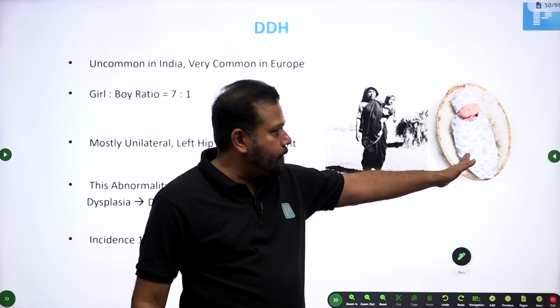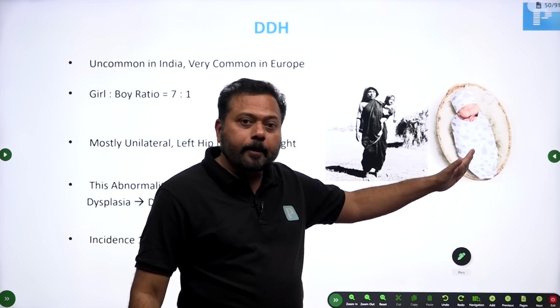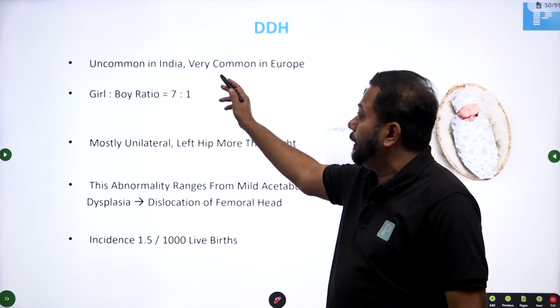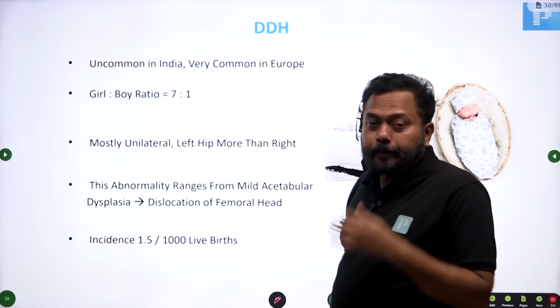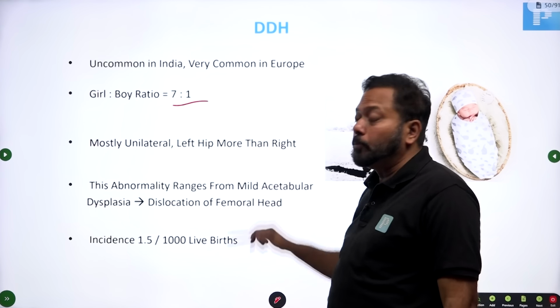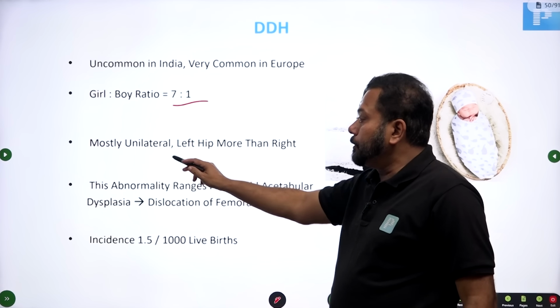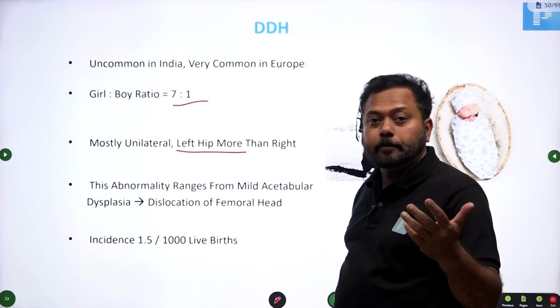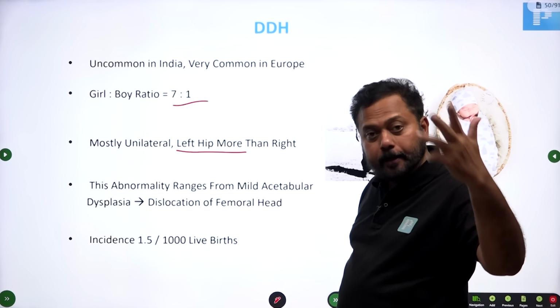Because of the climatic condition, they will do like this. So a dislocated hip will remain a dislocated hip. It won't get reduced. So it is uncommon in India, very common in Europe. Girl-boy ratio is 7:1, more common in girls. Mostly unilateral, left hip, an asked question. The most common side of developmental dysplasia of the hip is the left side.